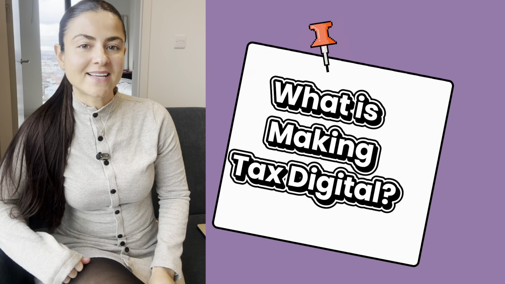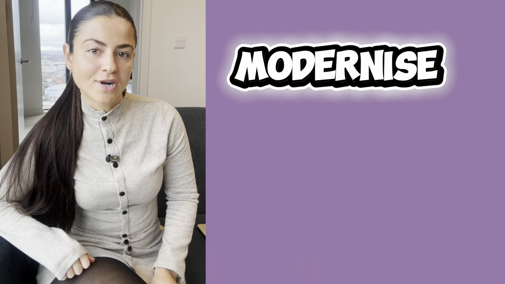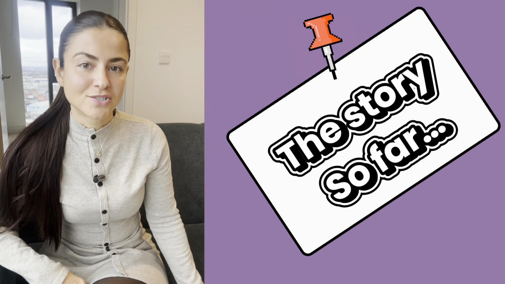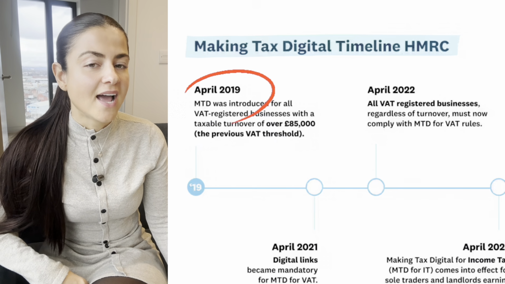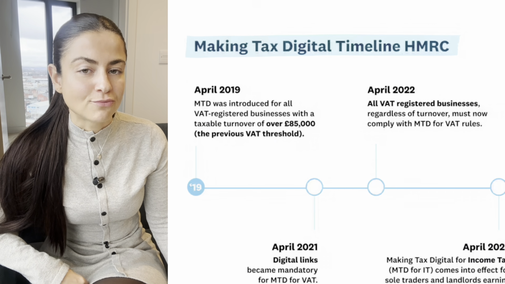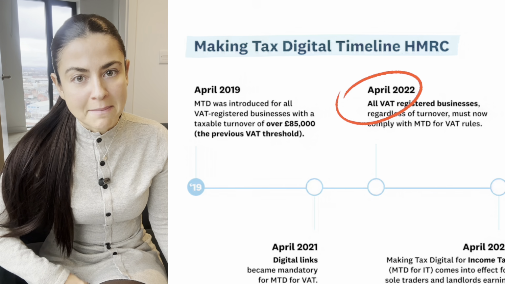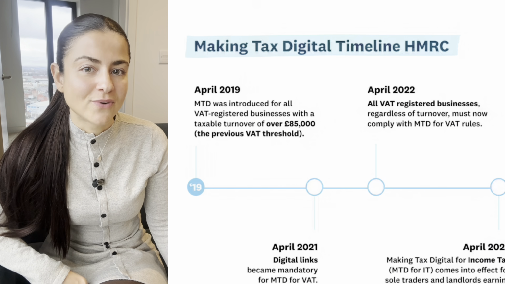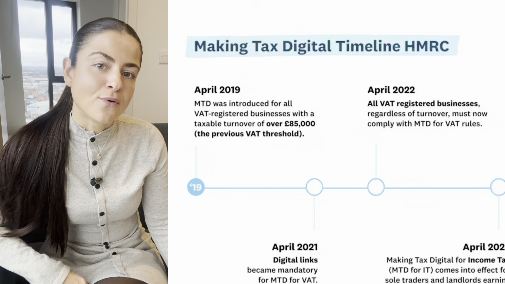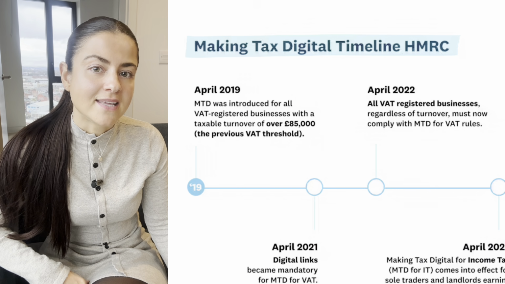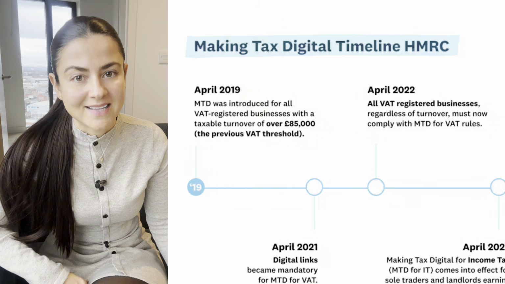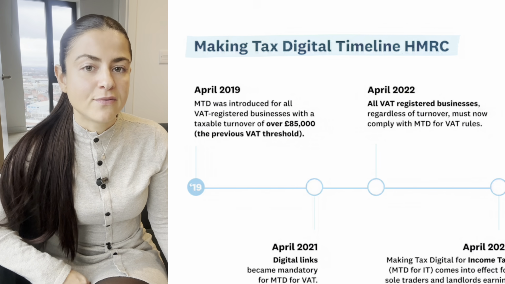So, what is Making Tax Digital? It's all part of the government's plan to modernise and automate the UK tax system. Making Tax Digital kicked off in 2019, and there's already been some changes. By 2022, it was fully implemented for all VAT registered businesses. So if you're already doing VAT returns, then you'll already be part of Making Tax Digital. But if not, don't worry, I will fully explain it in this video.